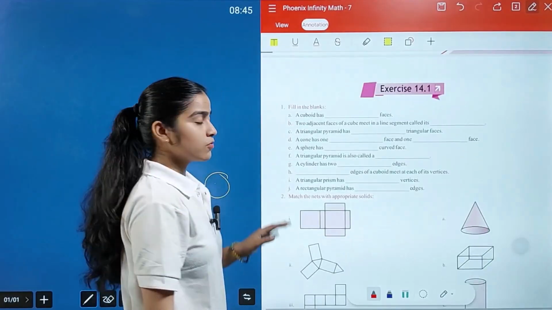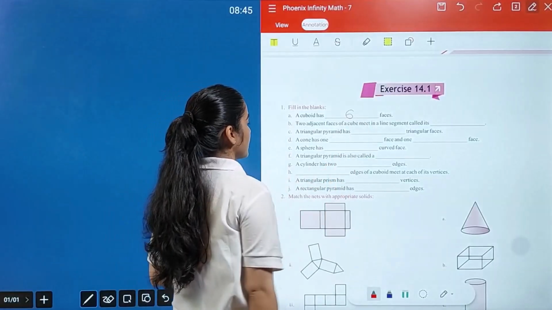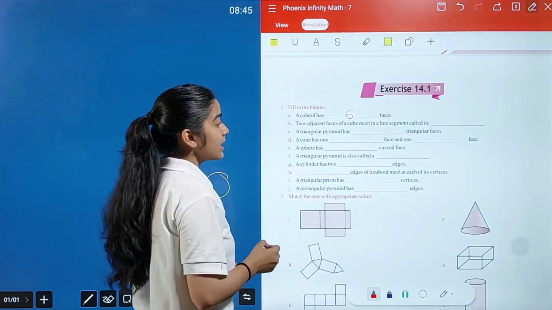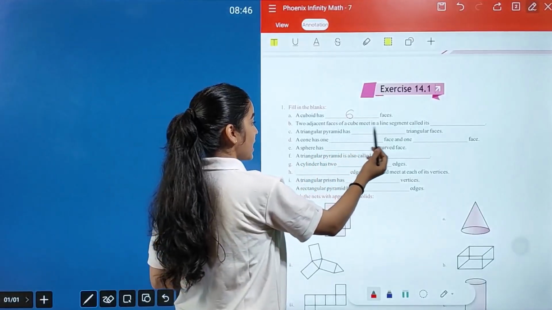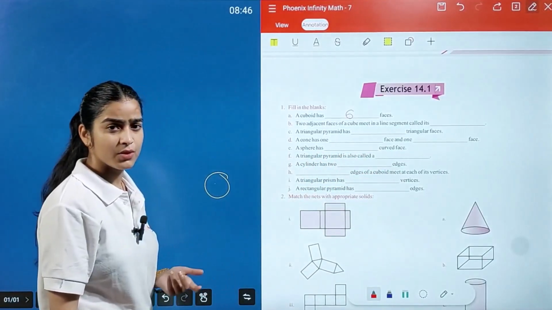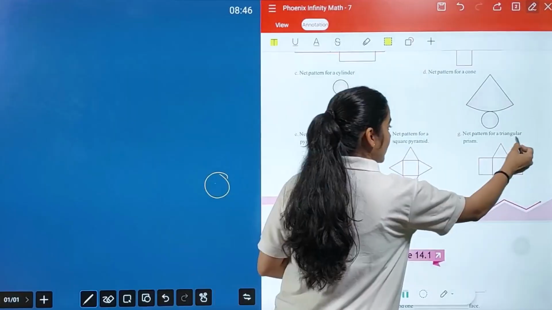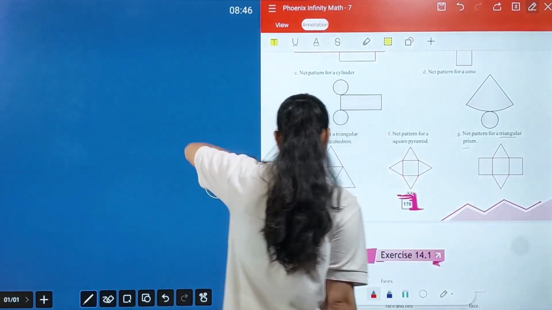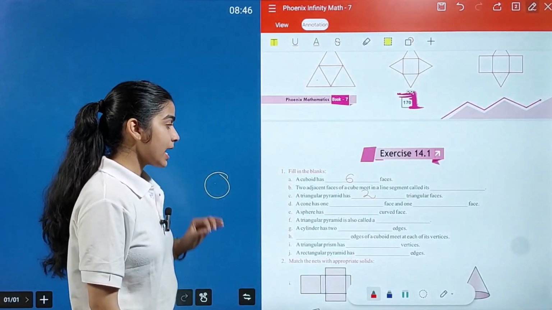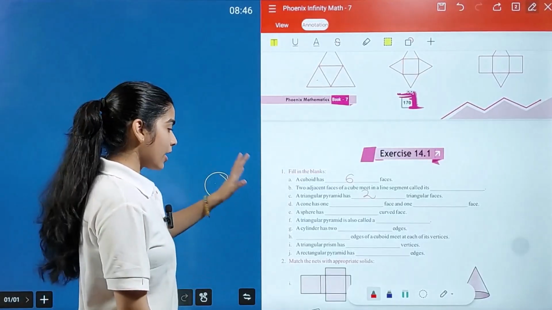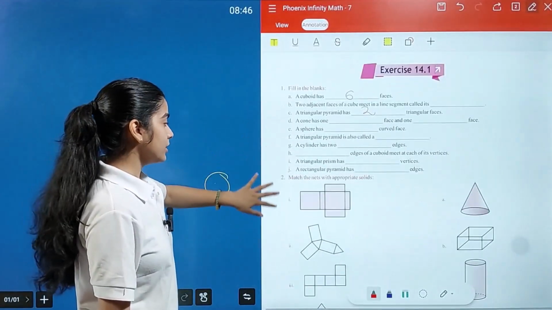Now we have our exercise 14.1, filling the blanks. A cuboid has dash faces, 6 faces. Two adjacent faces of a cube meet in a line segment. What do we call it? You have to answer it. Now a triangular pyramid has dash triangular faces. How many triangular faces do we have in a triangular prism? Yes, you're right. If you have any doubt, you can see here. We have a triangular prism. How many triangular faces do we have? You can write your answer, 2. A cone has 1 dash face and 1 dash face. You have to answer it. I already explained each and everything in your concept. You have to go through and try to fill all the blanks we have.